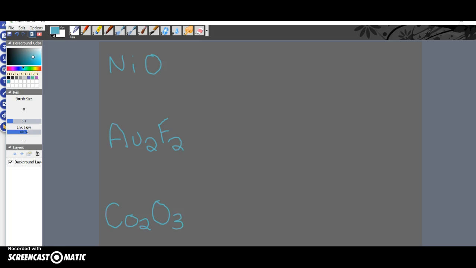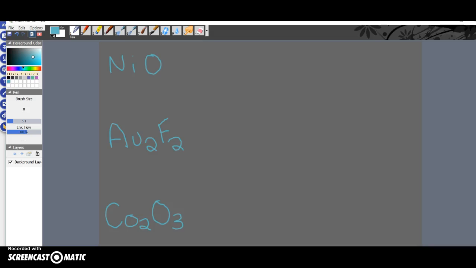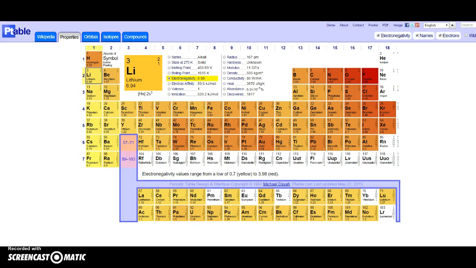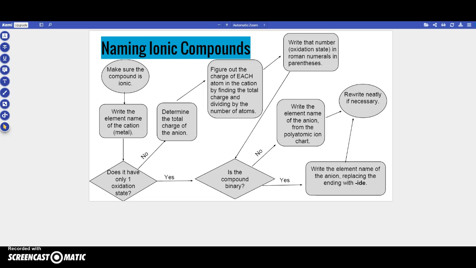So starting with NiO, we're going to look back at our flowchart. And these are ionic compounds. They're all made of metals and nonmetals, but remember when we have mixed examples, you need to check that. Write the element name of the cation, or the metal, so that part stays exactly the same. So NiO: Ni, if we look over here, is nickel. So we're going to write nickel. And then the next thing our flowchart asks is, does it have only one oxidation state?